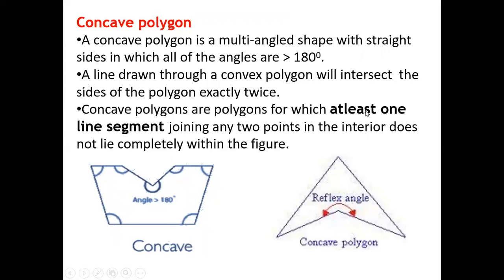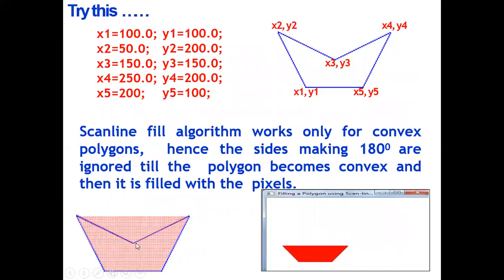So if you take any line segment joining any 2 points in the interior and it is not completely inside the figure, such a polygon we call a concave polygon. If I take an example of a concave polygon, let me change the coordinates: x1 y1 as 100 50, x2 y2 as 200 150, x3 y3 as 150 150, x4 y4 as 250 200, and add one more point 200 comma 500. So this is how your polygon will look.